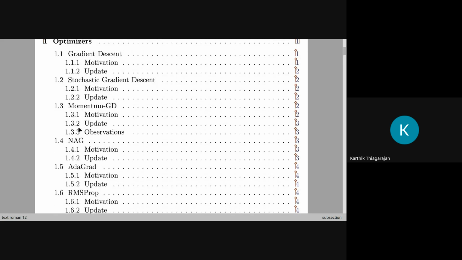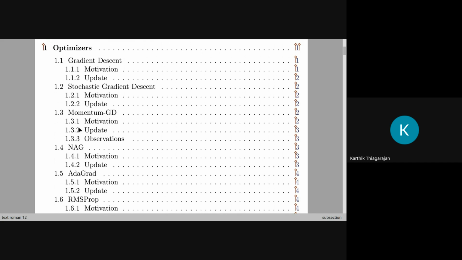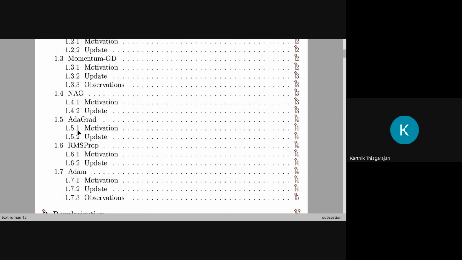So these first 4 are not adaptive in nature, right? They don't have adaptive learning rates. So the first 4 is one set of optimizers, and then you have AdaGrad, RMSprop, and Adam. These three have some notion of adaptive learning rates. So depending on which direction you are looking at, the learning rate used in the weight update is different.